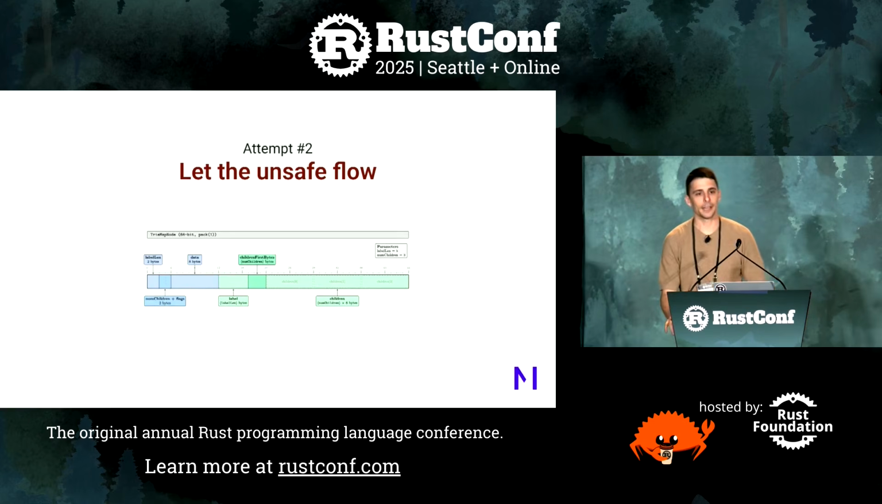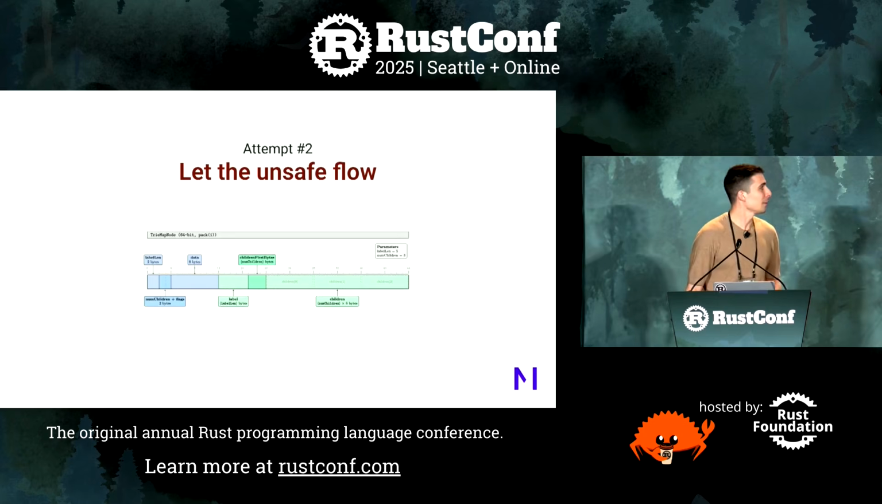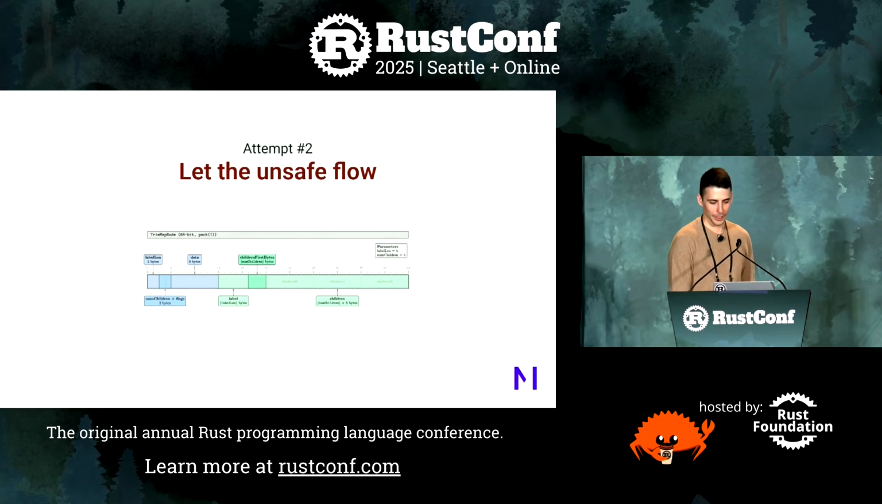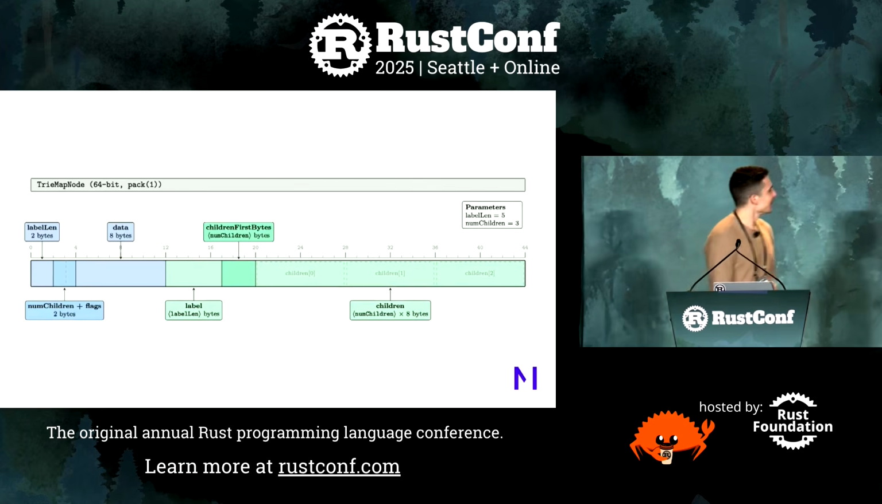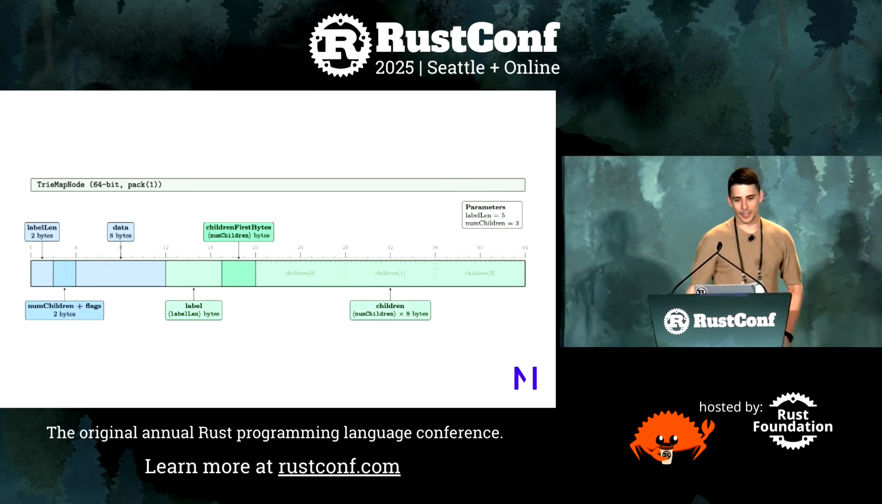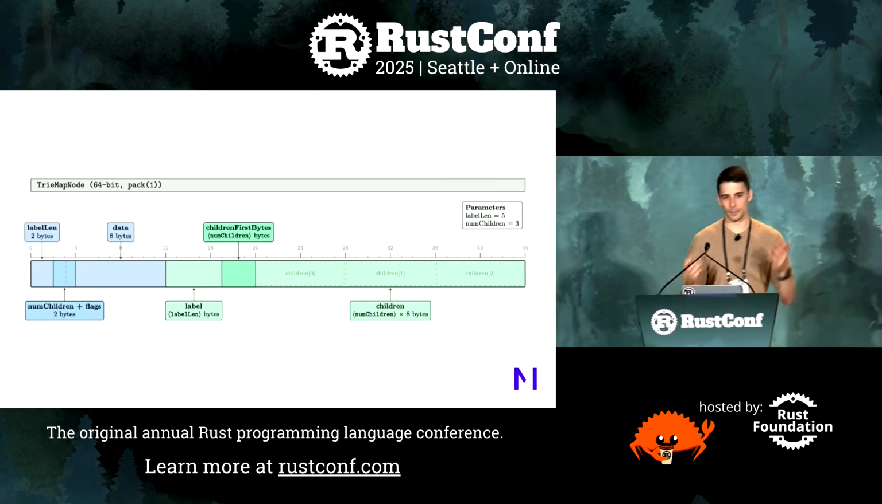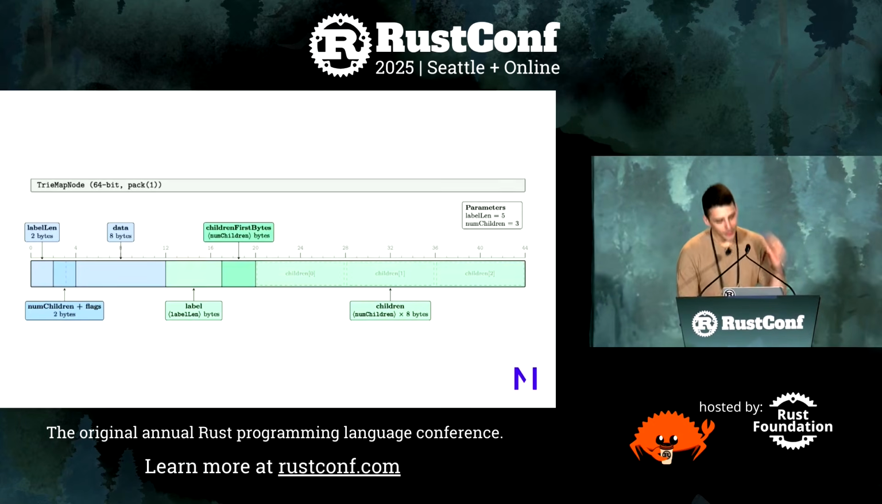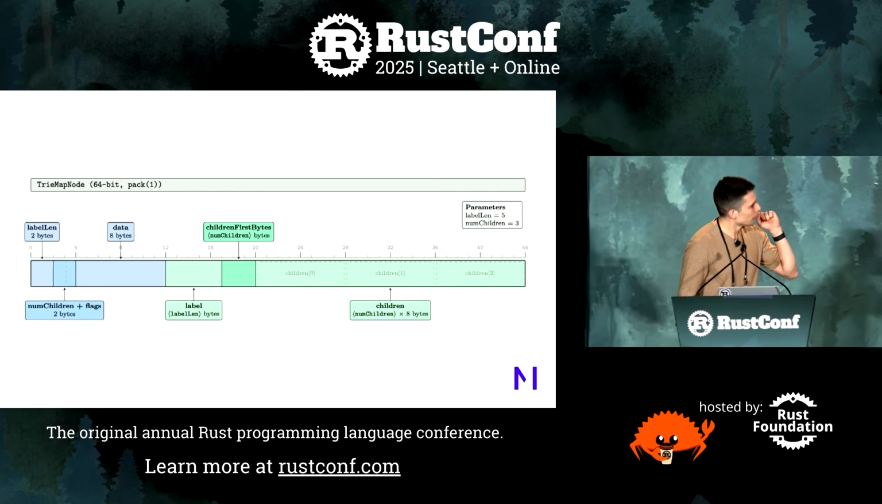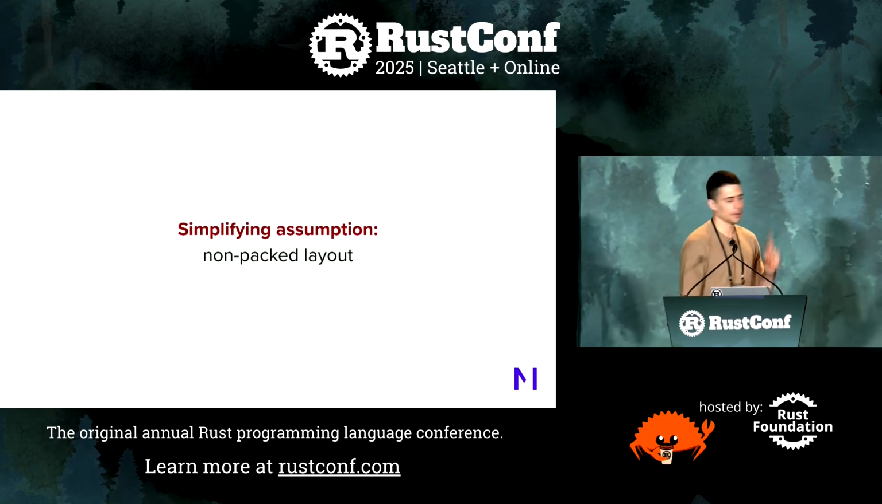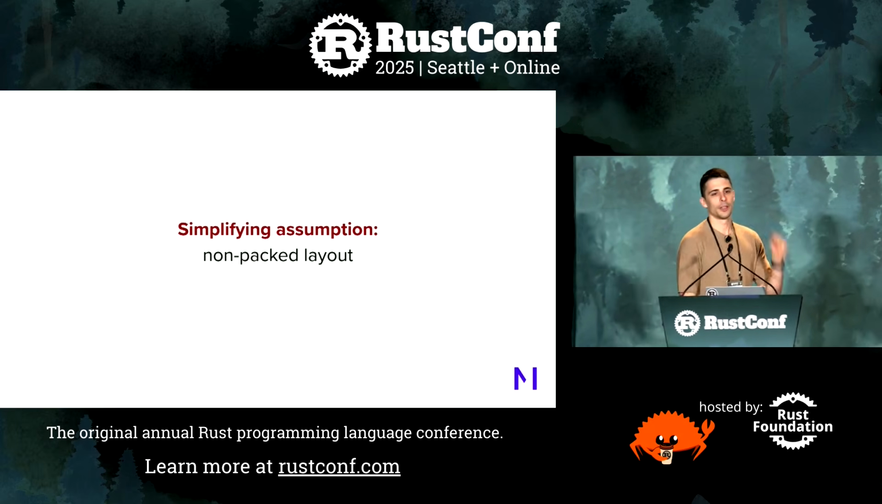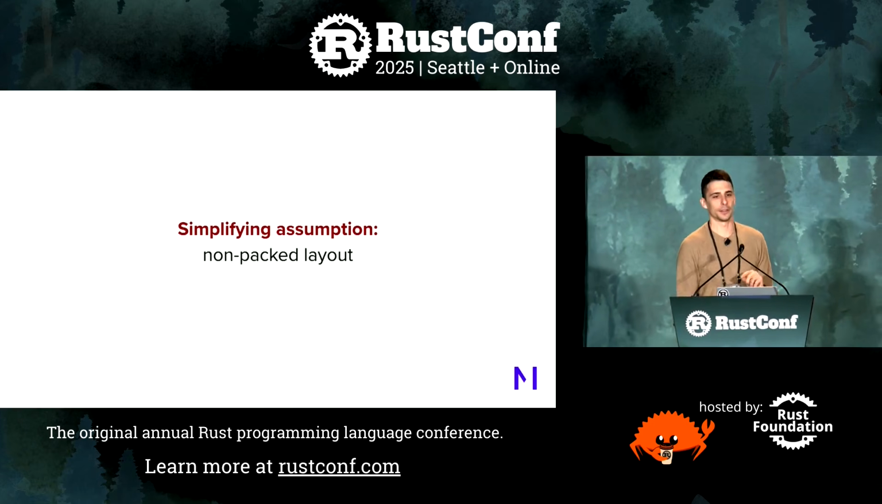Which leads us to the second attempt, which I ironically named Let the Unsafe Flow, because we're going to have a lot of that. Let's refresh our memory. This is the C memory layout. So single heap allocation, variable length fields, packed. We decided we still didn't want to go for the kill, so we still didn't want to go for exactly the same layout. We're going to make one last simplifying assumption. We're going to try not to pack fields together.